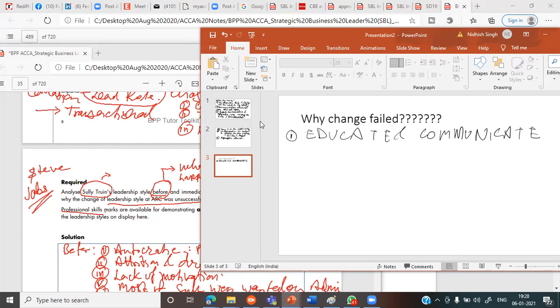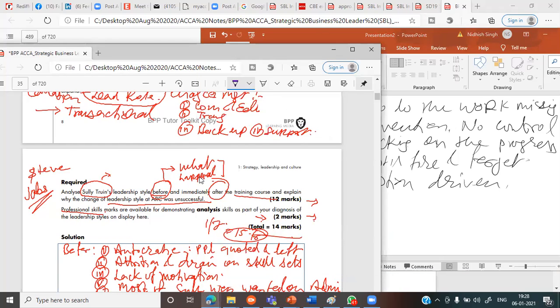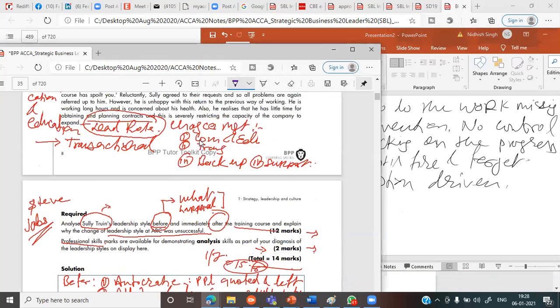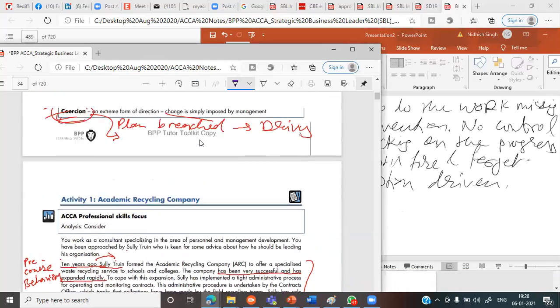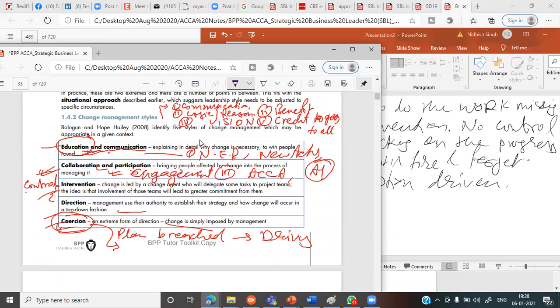So we mentioned this point already in the above answer. It's like repeating the point. Yeah, but here we are saying that what he did not do well after the training program, but then we are saying that the change of leadership style was unsuccessful, basically. So we have to repeat anyway most of the point, because he was still assumption driven, because the change program requires you to educate, delegate, communicate, collaborate, right? So he was missing this after the training program.